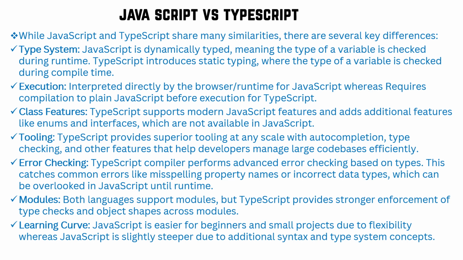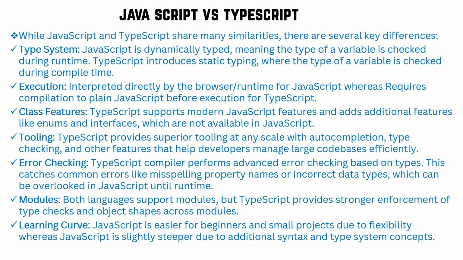So while JavaScript and TypeScript share many similarities, there are a couple of differences. Like the type system: JavaScript is dynamically typed, which means you do not need to give any data type when defining the variable, meaning that the type of the variable is checked during runtime only, not at compilation time. Whereas TypeScript introduces static typing, where the type of the variable is checked during compile time. So that is the reason you need to give the exact data type during compilation time.